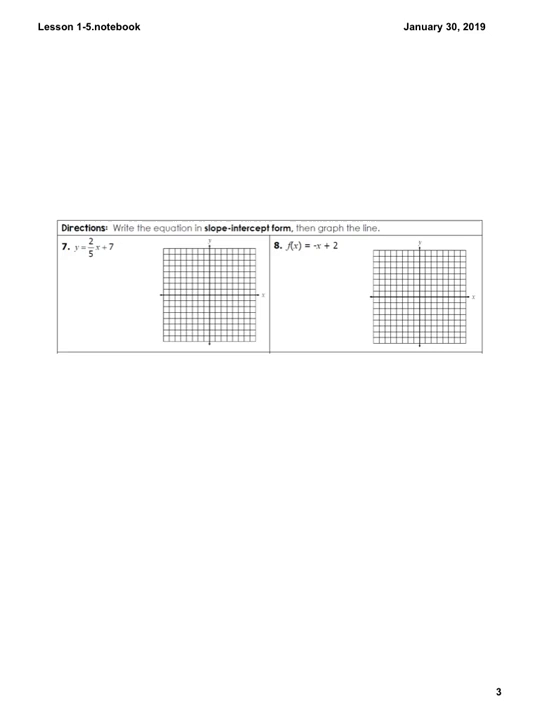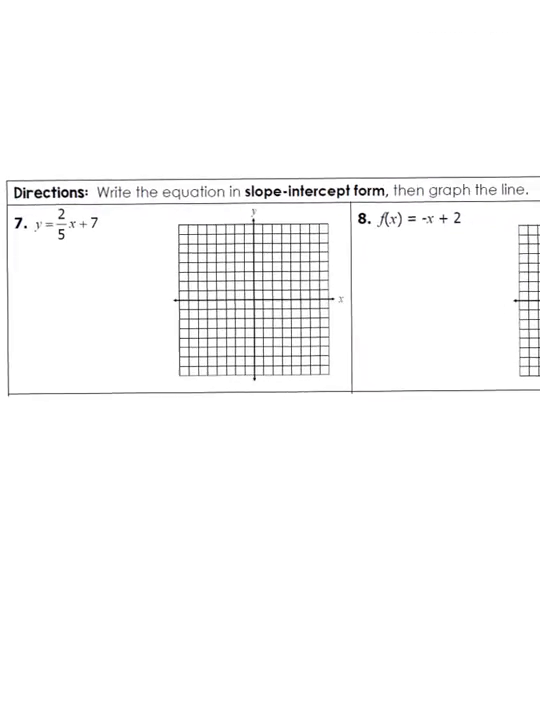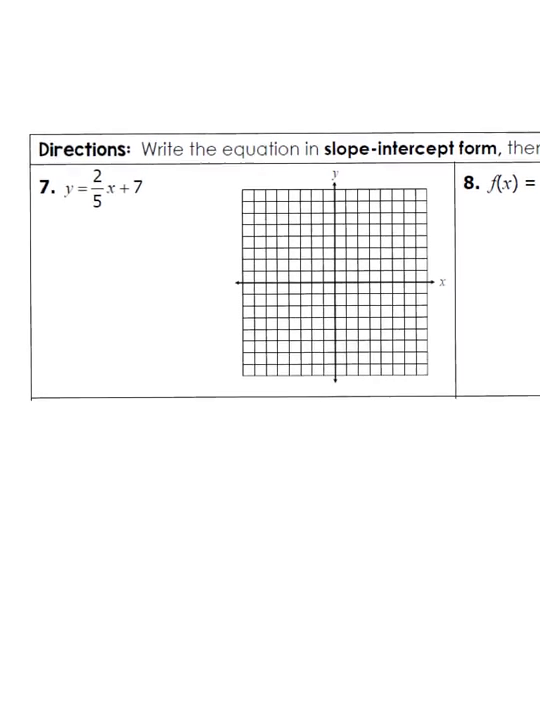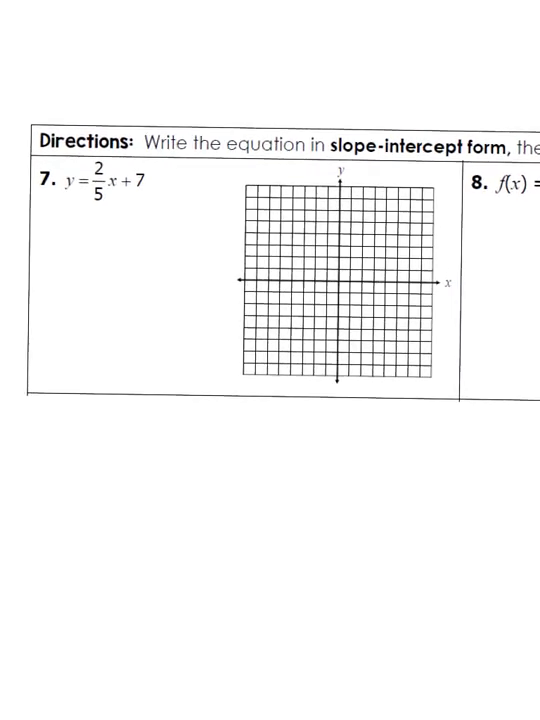Okay, so on this particular slide, we are going to write the equation in slope-intercept form if it's not, and then we're going to graph the line. So I'm going to make these a little bit bigger so that you can see what I'm doing and straighten it out. Maybe.